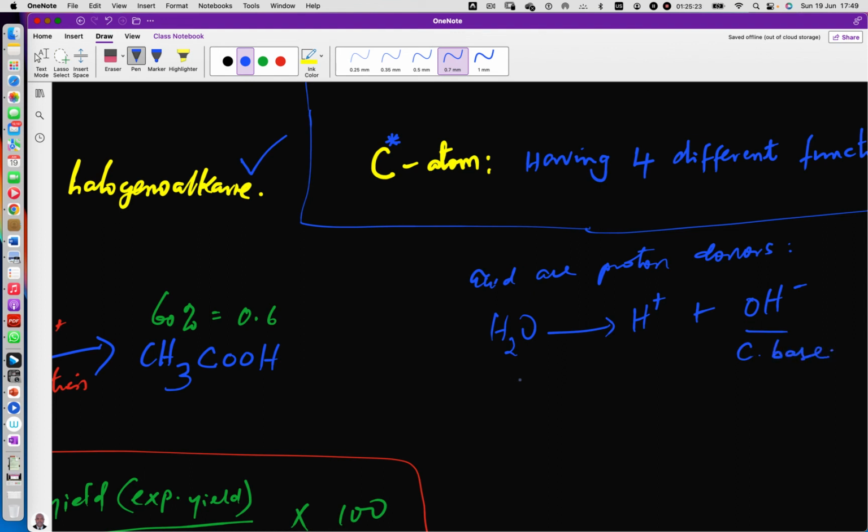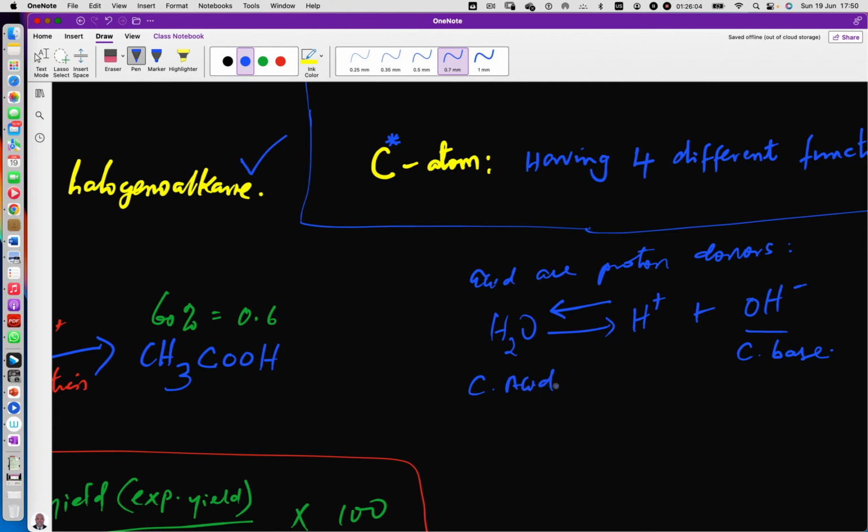Then again, what is a conjugate acid? A conjugate acid is that substance or particle that is formed when the base has accepted a proton. For instance, this is a reversible reaction. This is the conjugate base, and this is the conjugate acid.